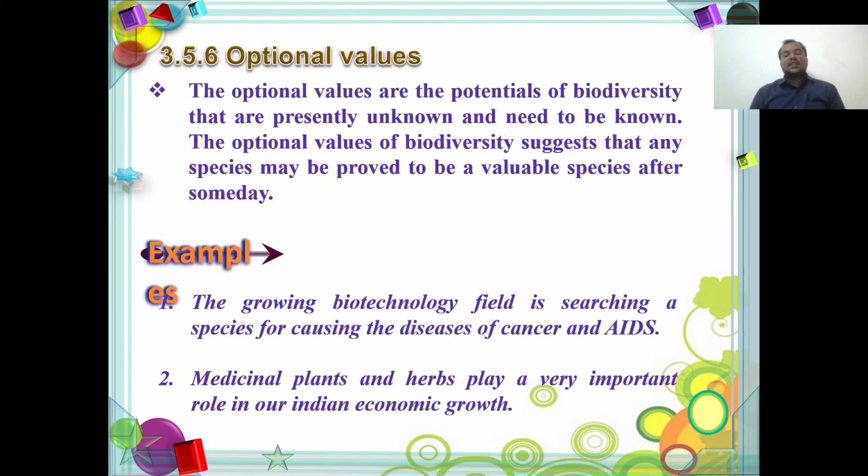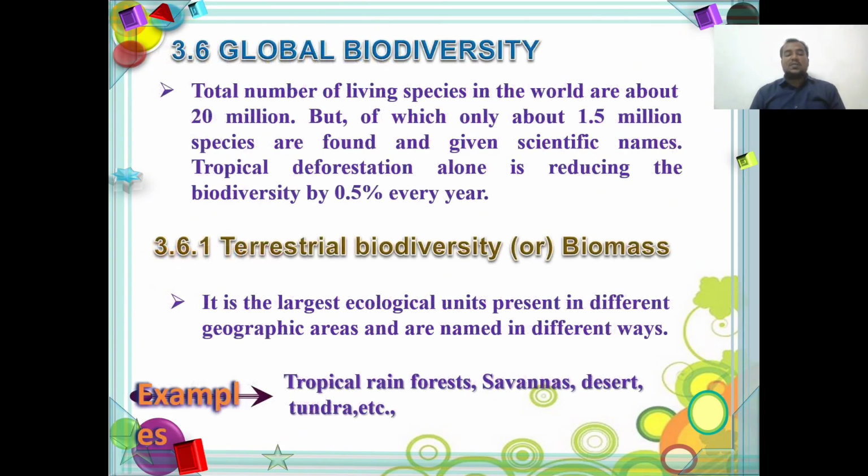Then, optional values. These optional values are the potential of biodiversity that is presently unknown and needs to be known. The optional values of biodiversity suggest that any species may prove to be a valuable species after some days. That is optional value. Then, a growing example of optional values: the growing biotechnology field is searching for species to treat diseases like cancer, AIDS, and some other diseases.